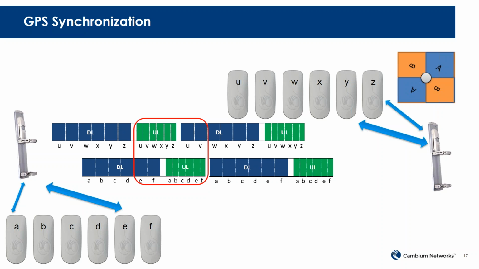And so how does GPS synchronization help? Well, as I'm sure you all know, GPS uses very precise timing to triangulate position. And we can tie into that precise timing to align the frames of the radio.